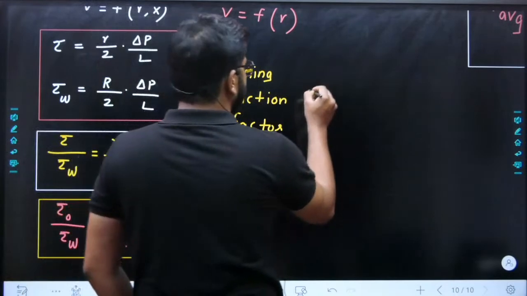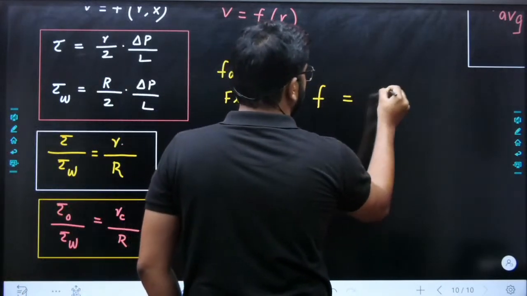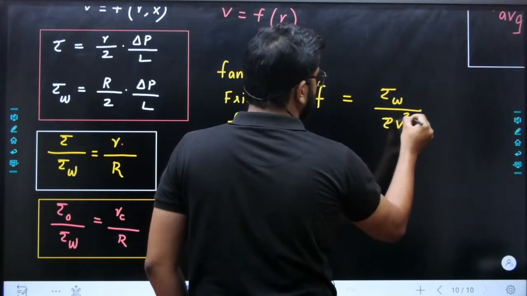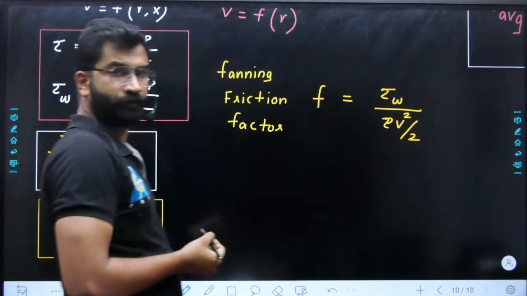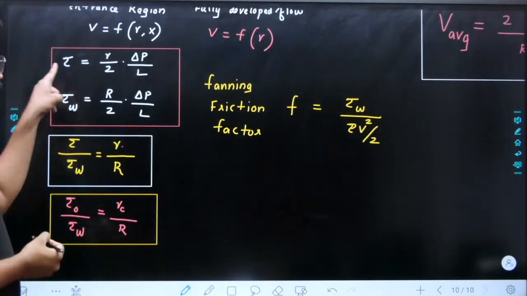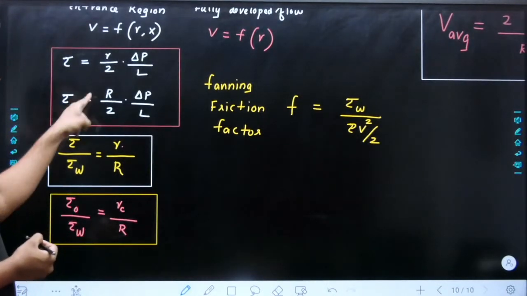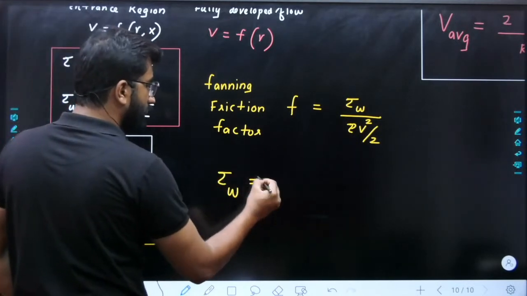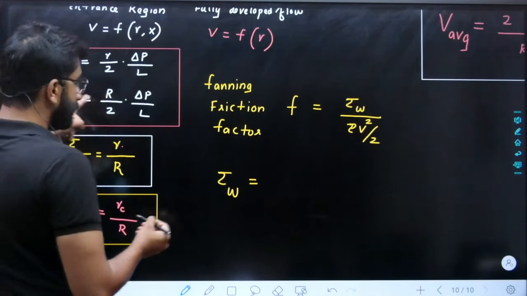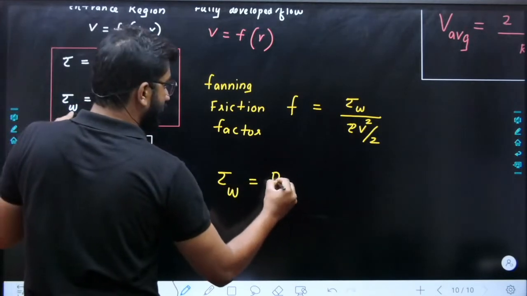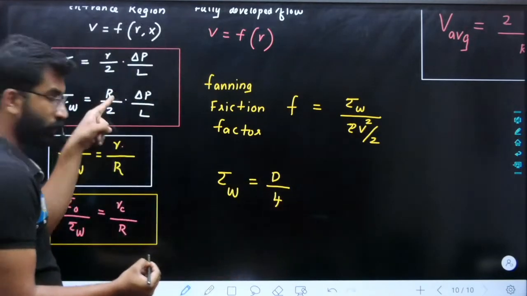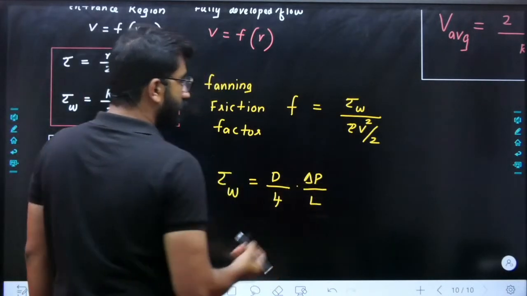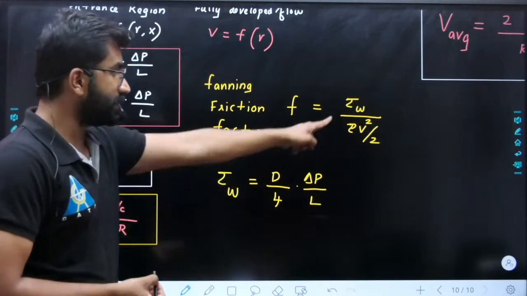So the fanning friction factor f is defined as tau W divided by rho V square by 2, right? Now, what is tau W? You have another equation for tau W. Tau W is d divided by 4, that is r by 2 is d by 4, into delta p by L.